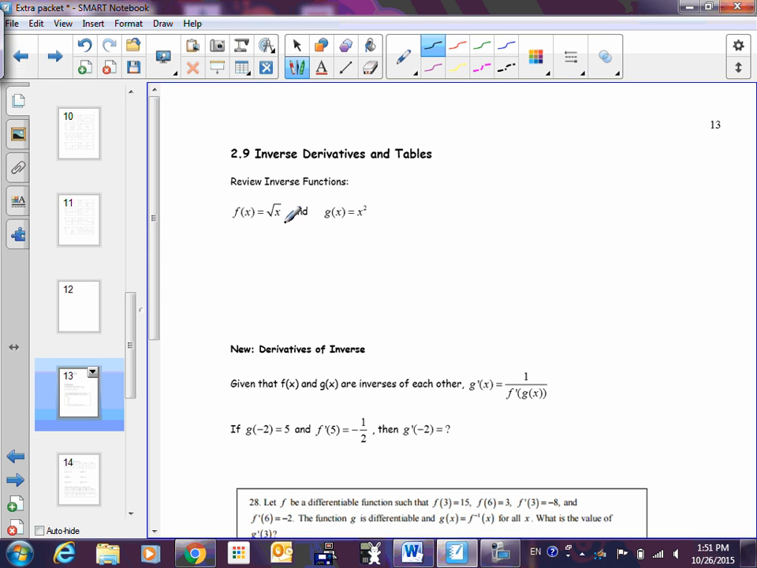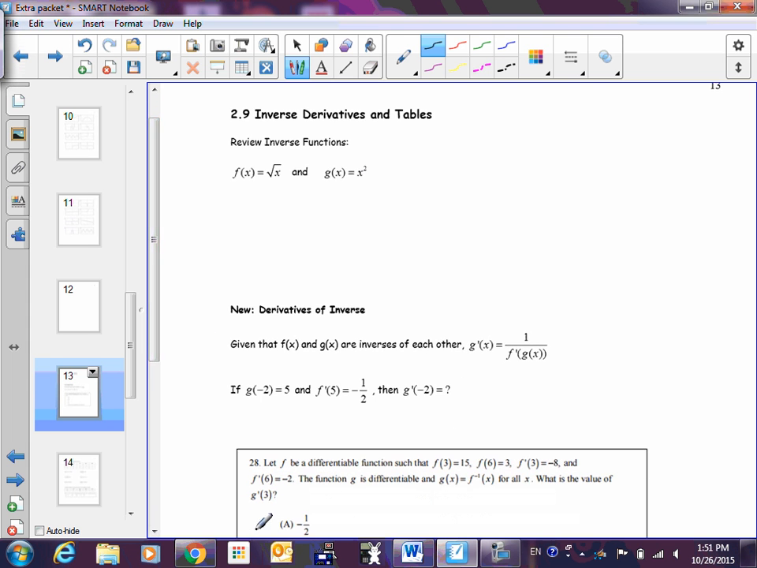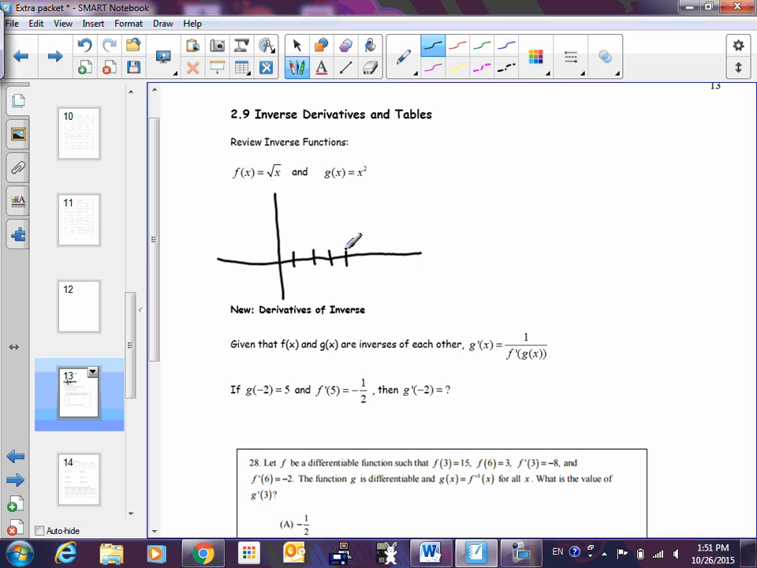Okay, so do you guys know how to graph square root of x and x squared? You feel comfortable with that? Okay, let's do it. So I want to go ahead and graph these on the same graph, and I'm going to focus all of this right here in the first quadrant.